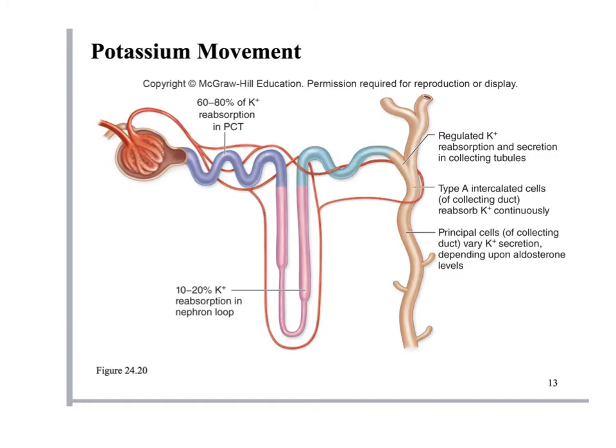It also is dependent upon aldosterone, because aldosterone will move sodium, therefore it will also move potassium. The principal cells, where sodium starts to be reabsorbed, are responsive to aldosterone, and they start to secrete, get rid of, potassium in order to keep the levels at a normal point.